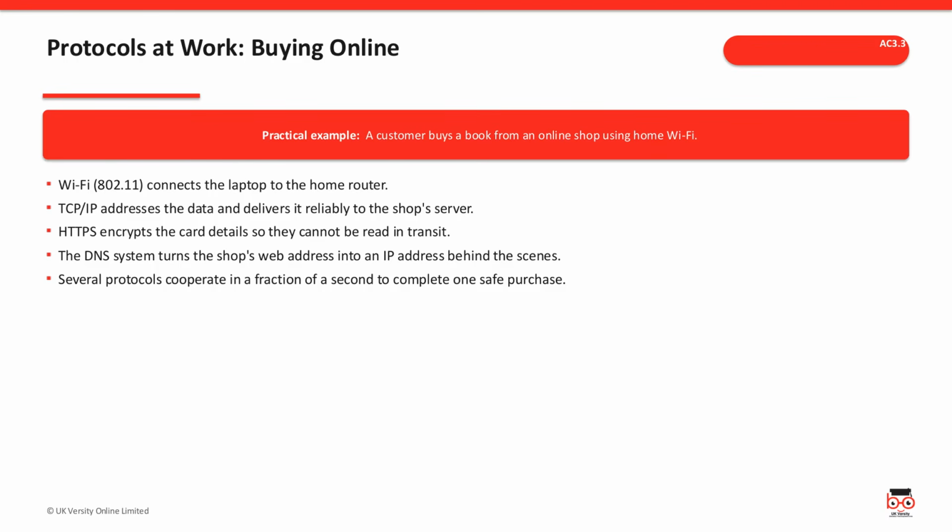Let us watch several protocols cooperate in one everyday moment, buying a book online over home Wi-Fi. First, Wi-Fi connects your laptop to the home router. Then TCP/IP addresses the data and delivers it reliably to the shop's server. HTTPS encrypts your card details so nobody can read them in transit. And the domain name system, DNS, quietly turns the shop's web address into the numeric address computers actually use. All of that happens in a fraction of a second, several protocols working together to complete one safe purchase.